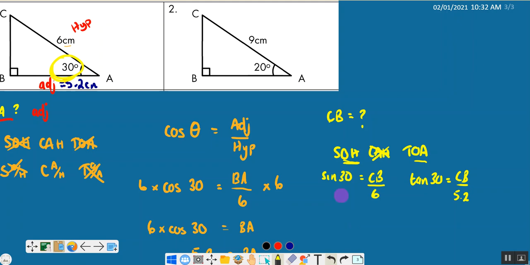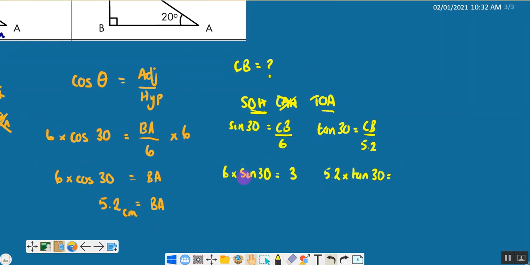So in this case, we should do 6 lots of sine 30 and you get 3. So CB should be 3. If you do this one, you should just have 5.2 lots of tan 30. What do you get? Exactly? Sorry, let me write that down. 3.